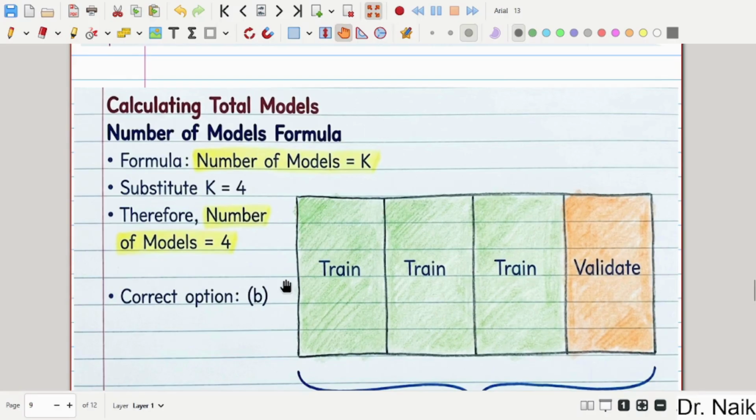The number of folds is calculated by the formula k. Number of folds is equal to k. So substitute k is equal to 4. Therefore, the number of models is 4.